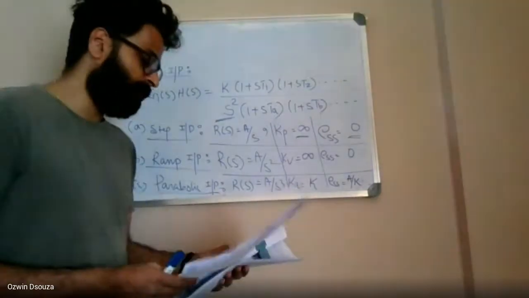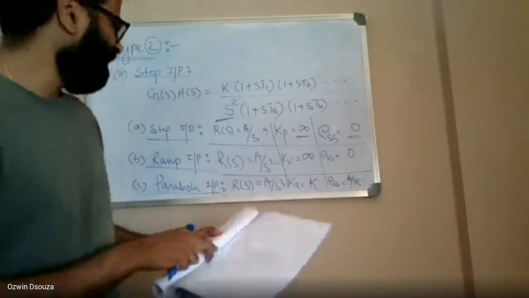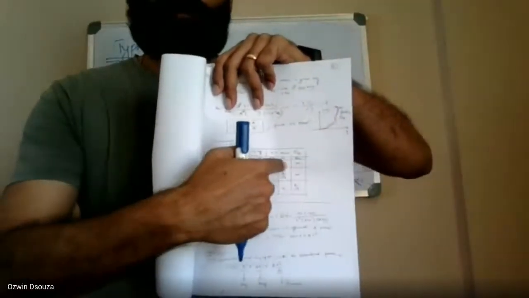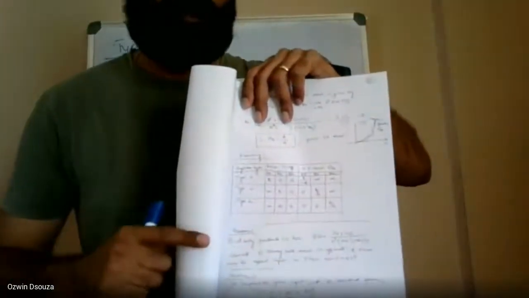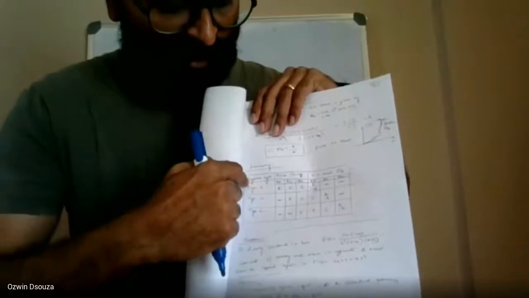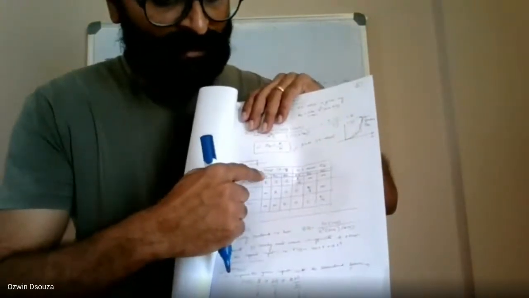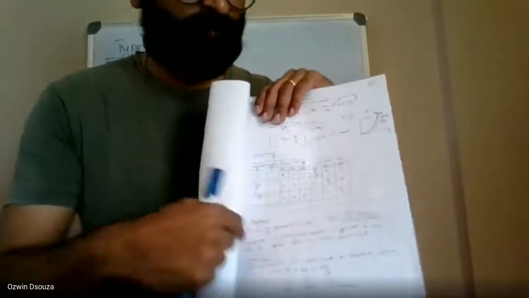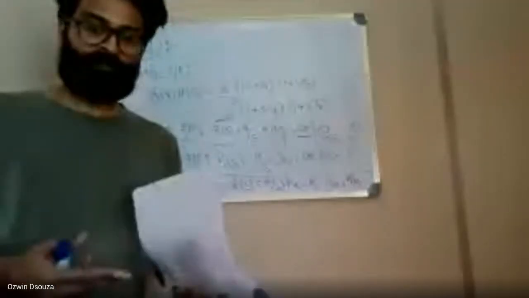In the end, what you have to do is make a summary of this. I don't want to write it. I'm feeling very bored to write. What you have to do is collect the results and make a table of this kind. On one side, you write system type, that is type 0, type 1, type 2. And on the other side, you can collect error coefficient information and steady state error. So you can make a kind of table to collect the results. Just a substitution, nothing else.